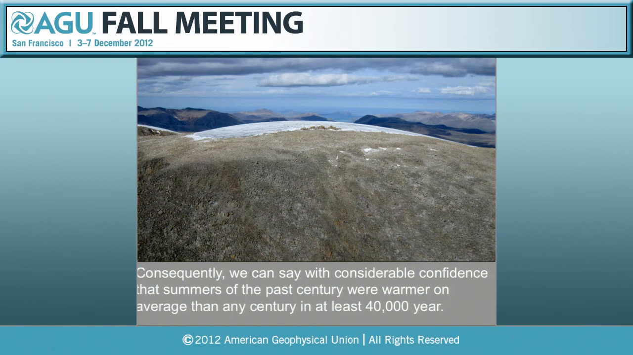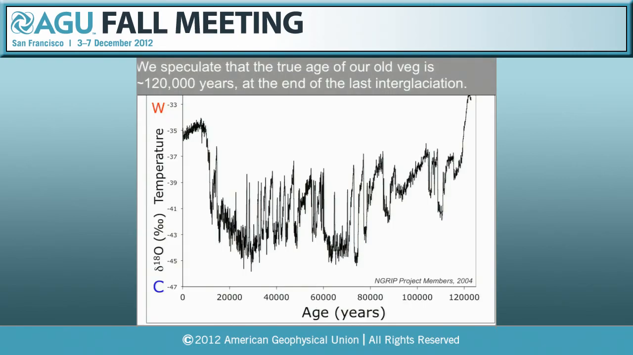To do that, we go right next door to Greenland, and you look at the North GRIP record. And so here's the HTM. This is the isotope record. So we're looking at temperature, warm up, cold down.